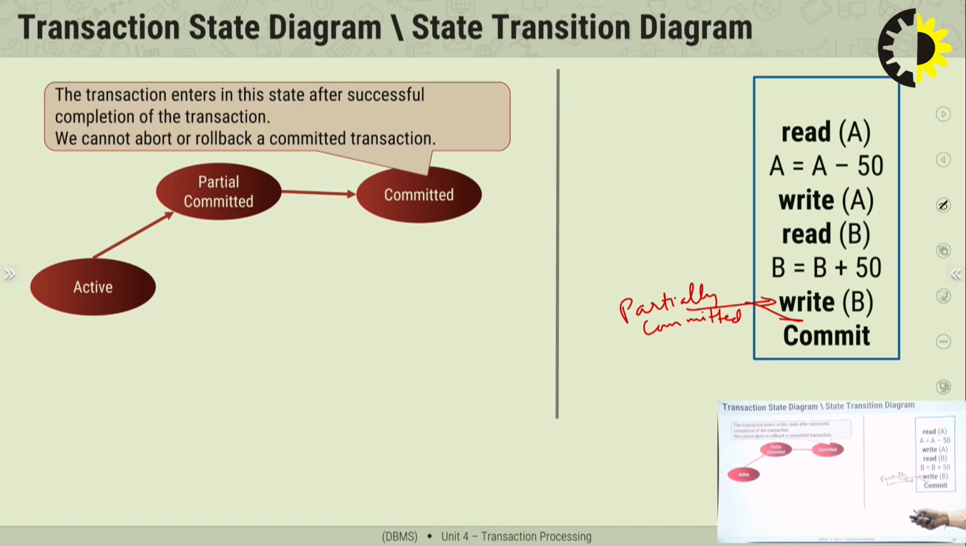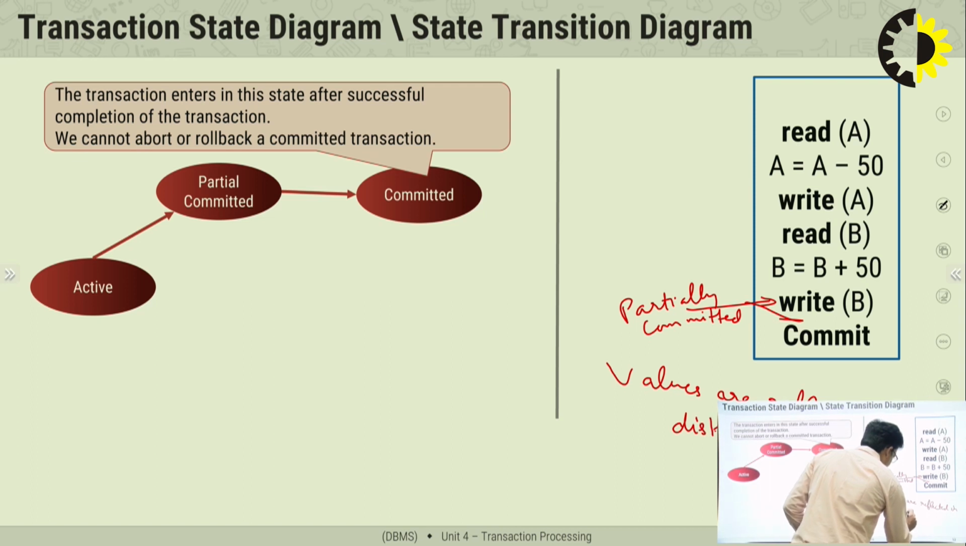Now, committed. The transaction enters this state after the successful completion. We cannot abort or roll back a committed transaction. Basically, a transaction is in committed state when the values are reflected in disk. When the values are being reflected in disk, we can say the transaction has committed.